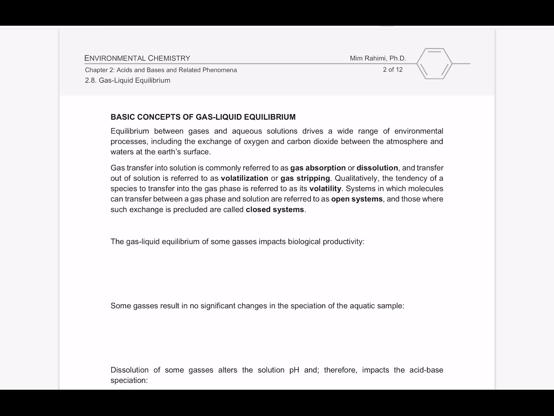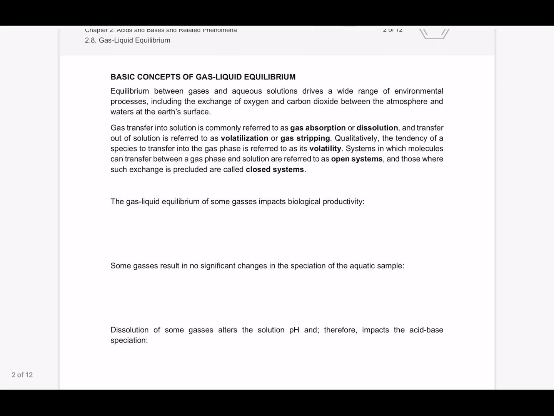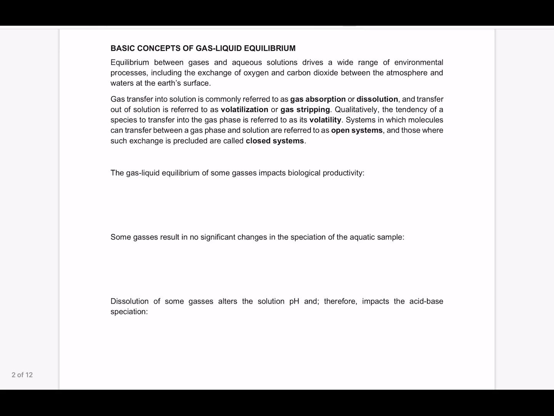So qualitatively, the tendency, we call it volatility. You've heard this here and there probably. It's a tendency of going from the liquid to the gas phase. And depending on whether we have that interaction, we can divide systems into open systems and closed systems. And as you can guess, this kind of interaction is extremely important. The most obvious example is probably biological systems.